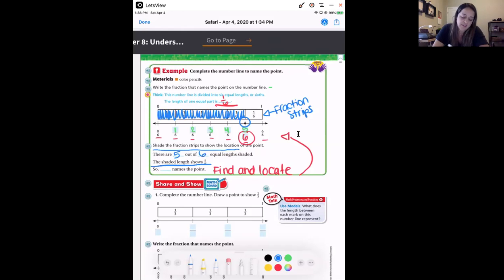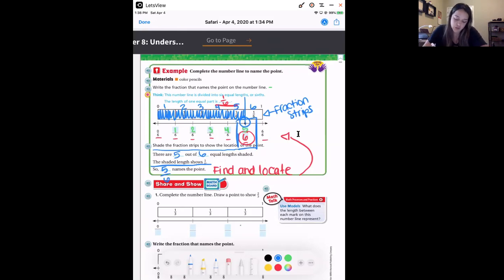We shaded the 5. And how do I know that? Because I could go back and check. Remember I wrote my numbers at the top? If you copied them, then you're good. If you didn't, let's do it again. 1, 2, 3, 4, 5, 6. I shaded 5 out of the 6. Okay? So, what's the name of my point? 5 over 6. Done.